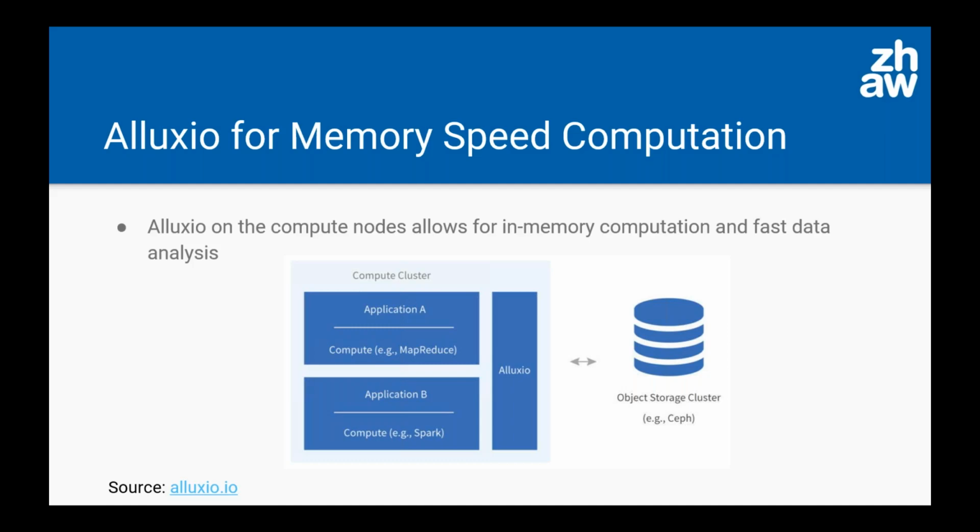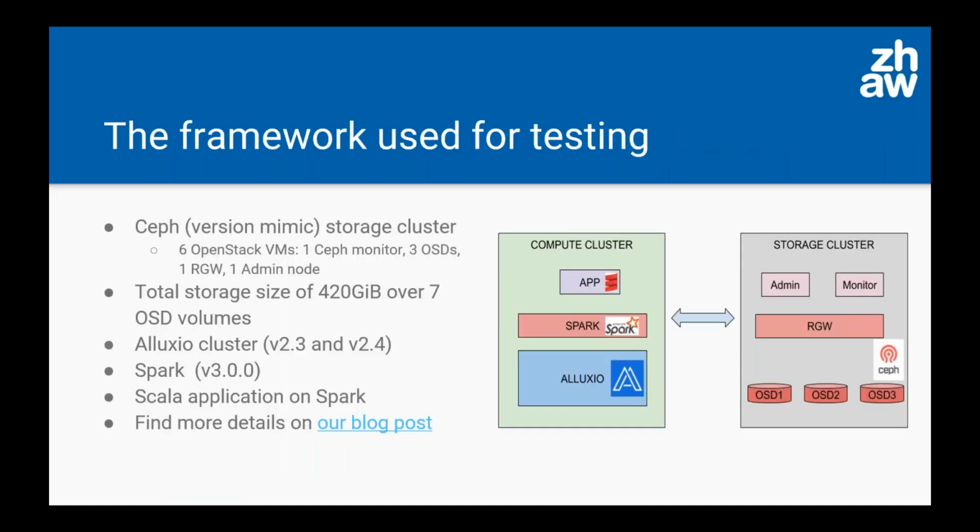And we wanted to repeat a bit of this analysis in our context, on our own Ceph implementation and Ceph cluster. So what we did, we prepared a framework for testing Alluxio in our lab. We had a storage cluster on one side. As presented in this figure, it was built with 6 OpenStack VMs. One of these was a Ceph monitor. We had 3 OSDs for the storage, 1 Rados gateway for object storage, and 1 administration node.